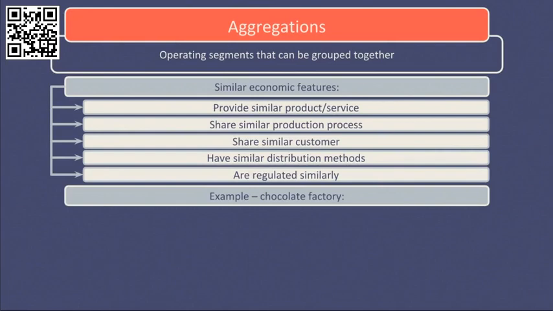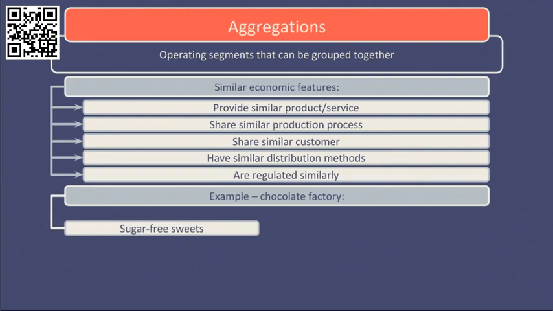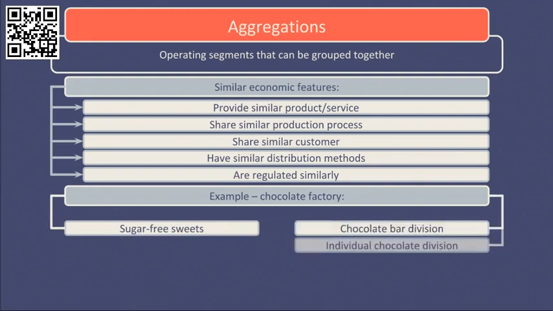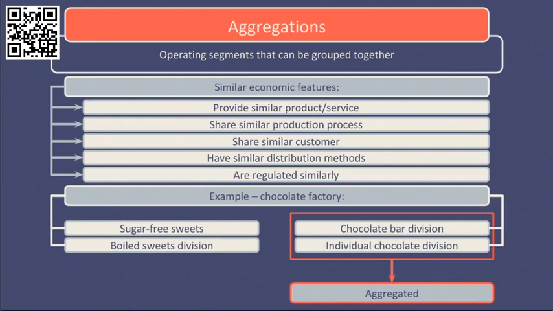So, let's take a sweet factory that has broken down its segments on business segments. So there is the sugar-free sweets division, the chocolate bar division, the individual chocolate division, and the boiled sweets division. The company could segment geographically, say the US, European, and Asian market. But let's stick with the fun stuff, their products. Based on the rules for aggregating, the chocolate bar and the individual chocolate division could be aggregated, as the only difference is their size. Everything else is the same.